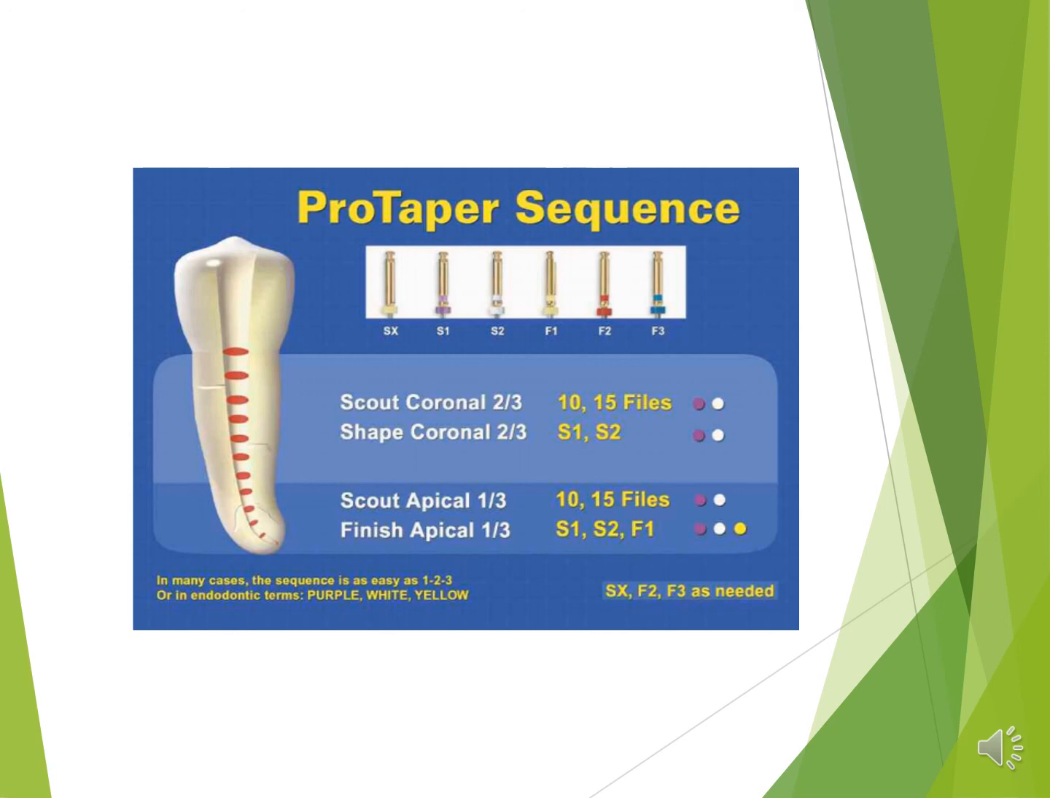3 to 4 passes, that is more than sufficient for Protaper sequence. Always remember to use minimal apical pressure. Never force the files down the canal. So these are the precautions to be taken whenever you are using a Protaper sequence.